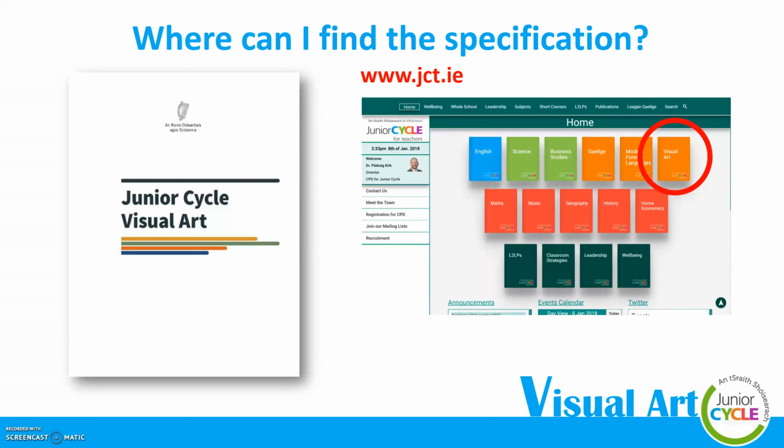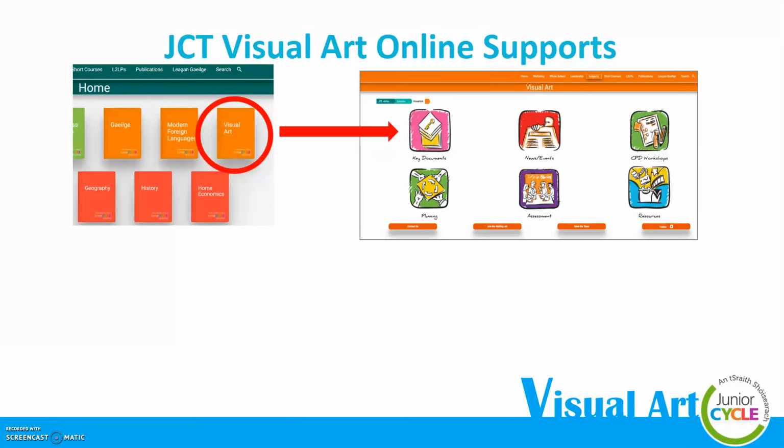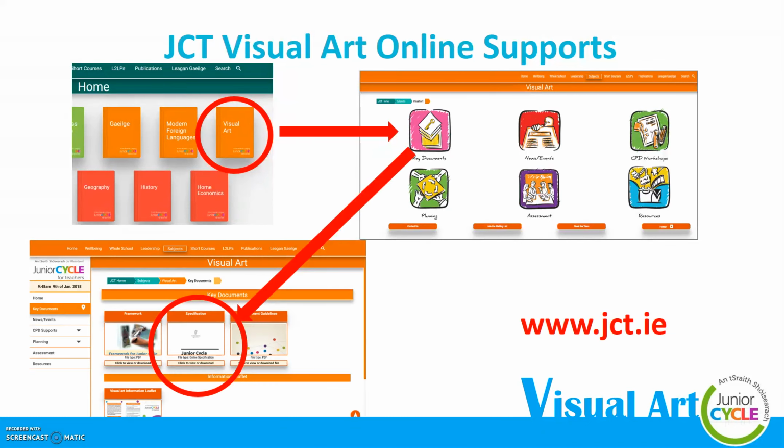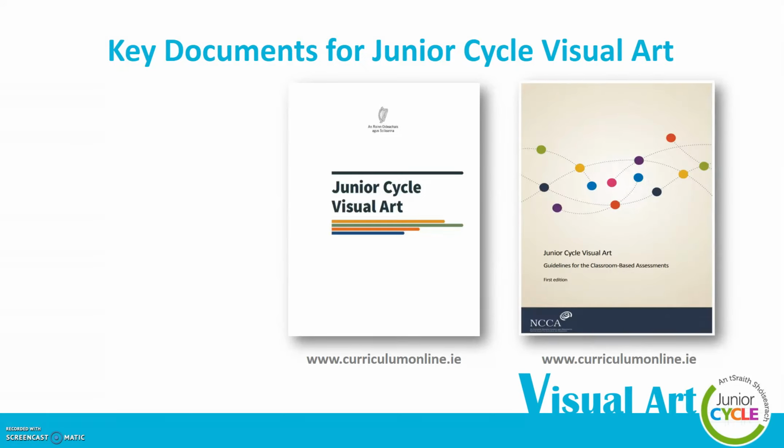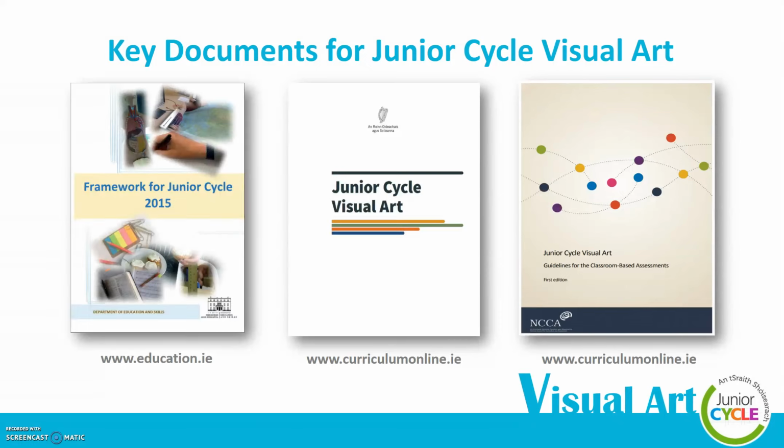From there, you can click Visual Art on the homepage, followed by Key Documents, and you will see our Visual Art Specification. In this folder, you will also find a link to our assessment guidelines, which details all of the information on our classroom-based assessments, and the framework for Junior Cycle, which outlines the key educational changes the Department of Education and Skills are putting in place for all Junior Cycle students.